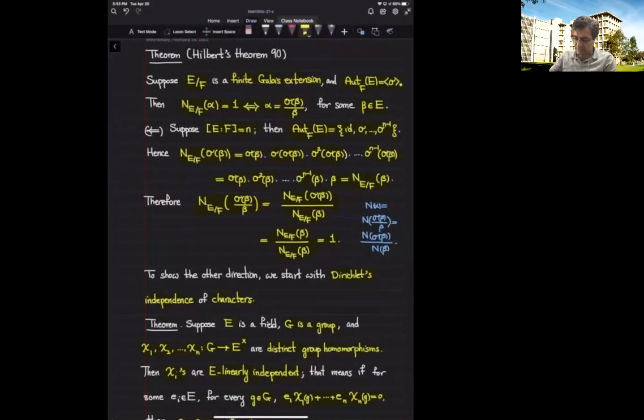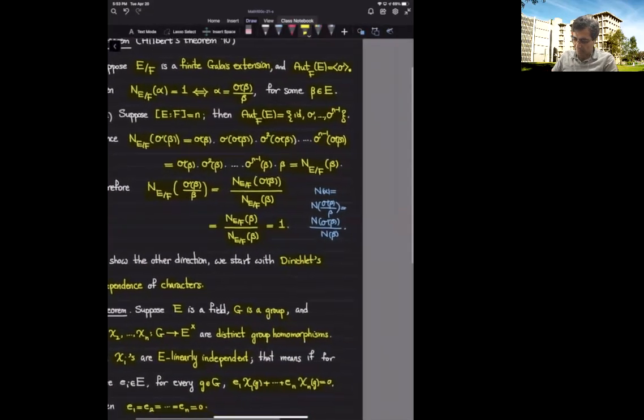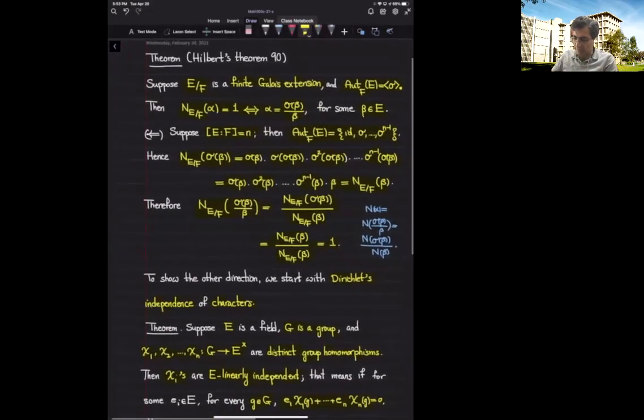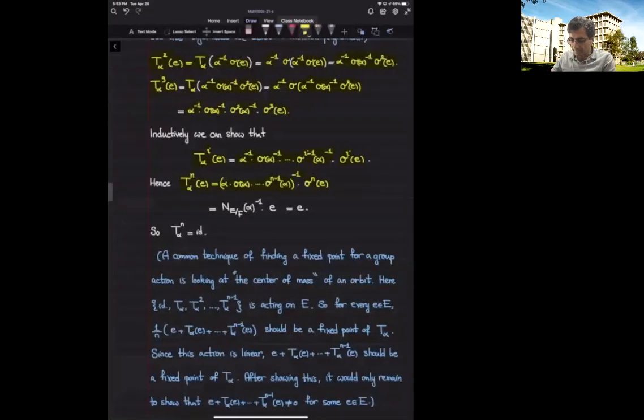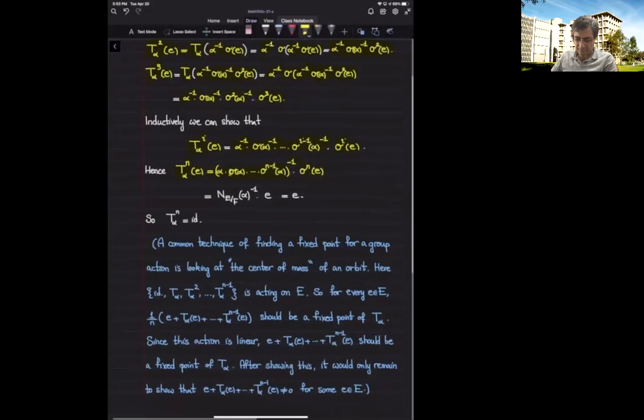It's a cyclic group generated by sigma, so this is the entire group of automorphisms. And then the norm of beta, or norm of an element, would be beta times sigma of beta times sigma squared of beta, up to sigma to power n minus 1 of beta. So here I have alpha, sigma of alpha, up to sigma to power n minus 1 of alpha. This is precisely norm of alpha raised to power negative 1. And sigma to the n is identity, so it's just E. And norm of alpha is supposed to be 1. So I get E. This means T sub alpha raised to power n is identity.